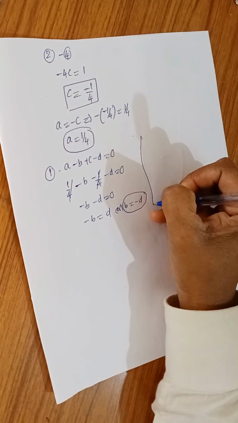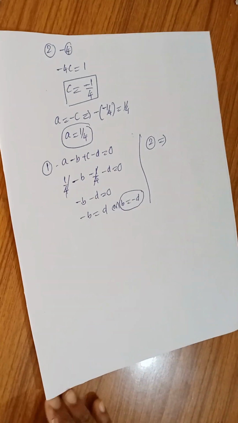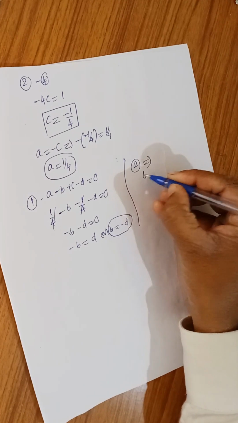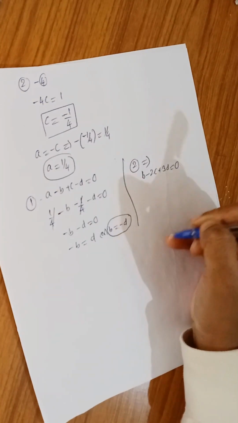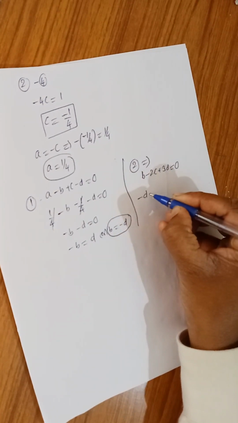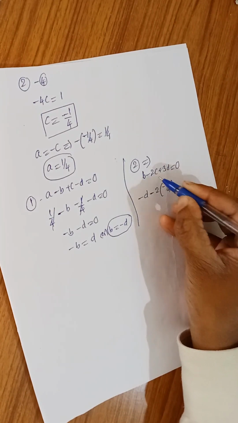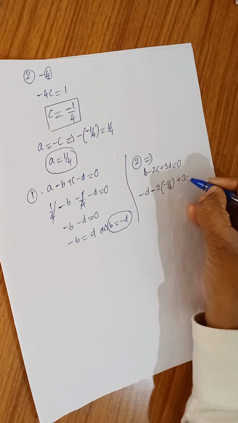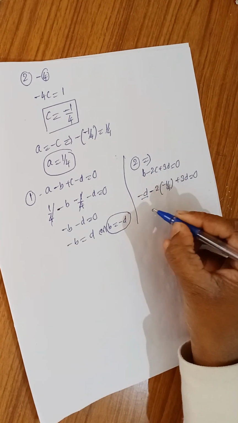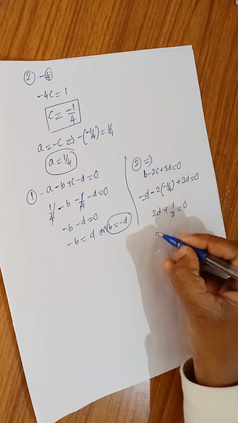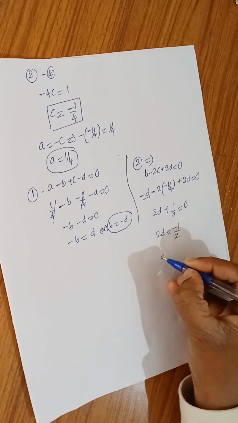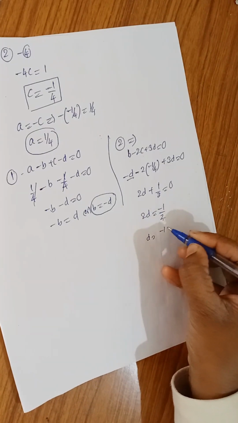So now let's substitute in equation number 2, which is b minus 2c plus 3d equal to 0. In place of b, I'm going to write minus d. So minus d plus minus 2 into minus 1 by 4, that is the value of c, plus 3d equal to 0. So 3d minus d is going to be 2d, and minus into minus is going to be plus 2 by 4, it's nothing but half. So 2d plus half equals 0, so 2d is minus half, or d equal to, if this 2 goes over here, minus 1 by 4.